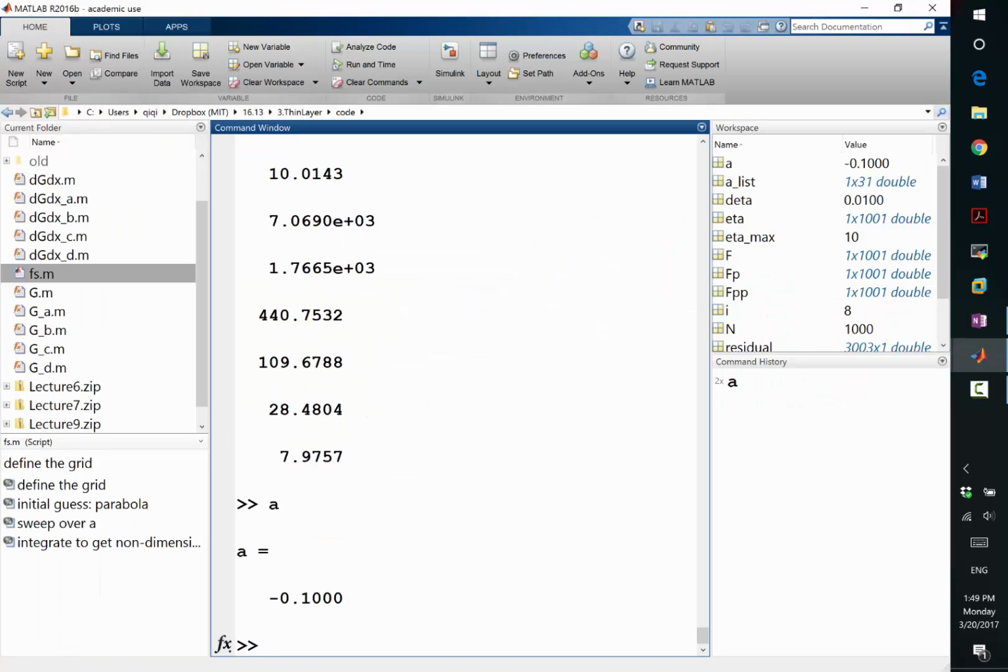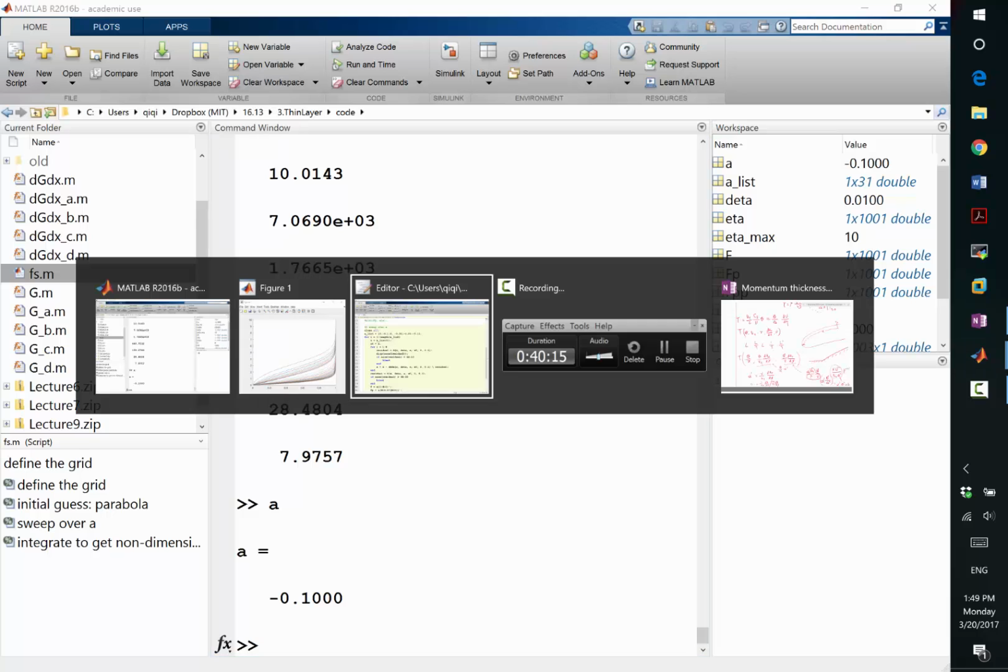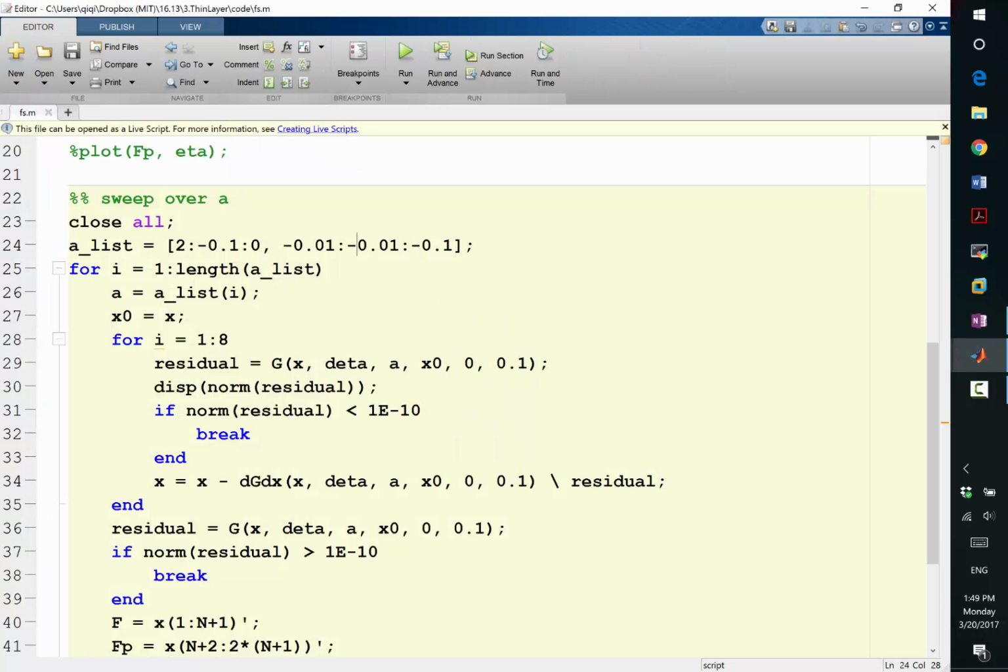My last a still didn't converge at minus 0.1, which means the last one is minus what? 0.09. Yeah, that's right. And let's just add a bit more for fun: minus 0.091 to minus 0.1. Okay. Did I? No. So let's run it.